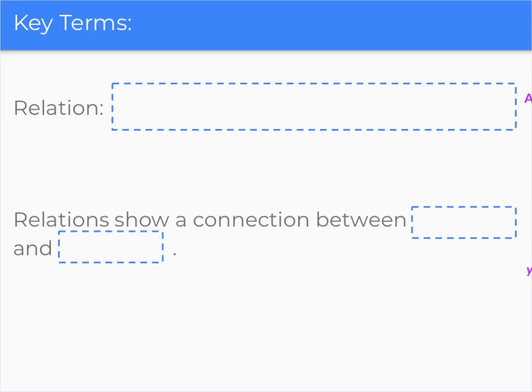So we need to start with a few key terms. The first key term is a relation. A relation is a relationship between a set of values, and relations show a connection between x values and y values. Now let's go ahead and take a look at that in a little bit further depth.